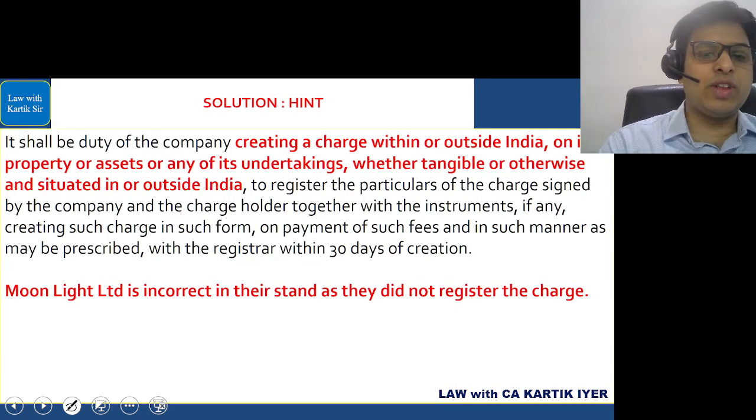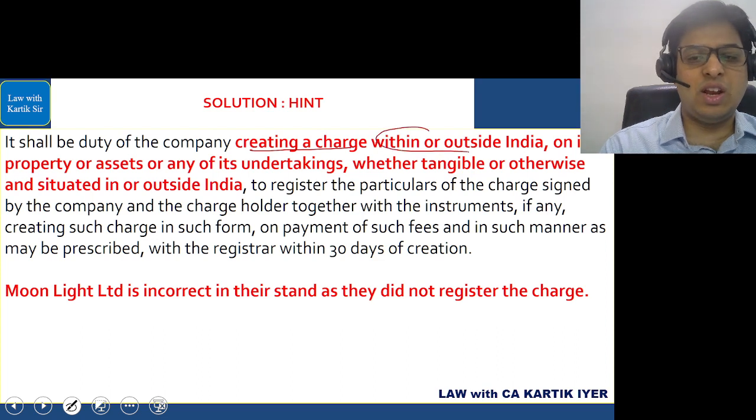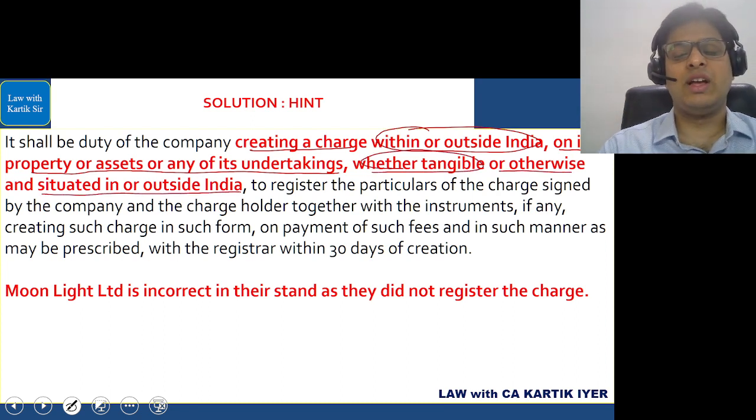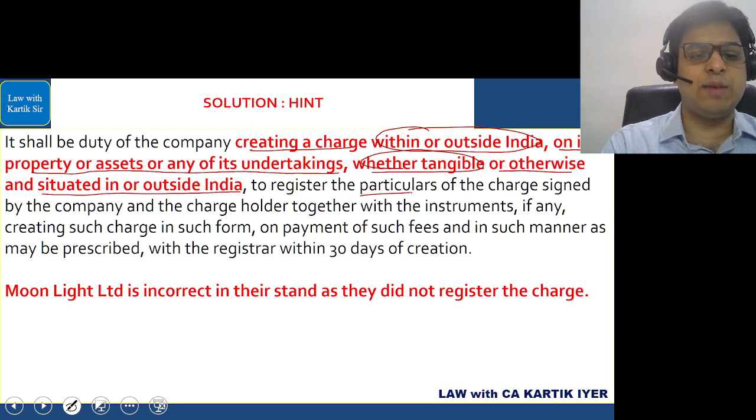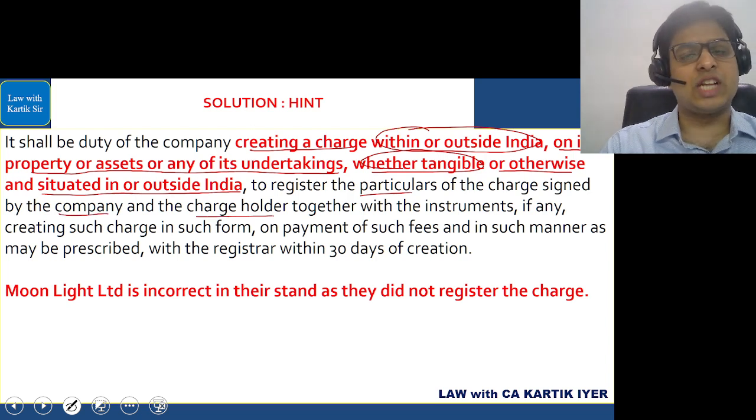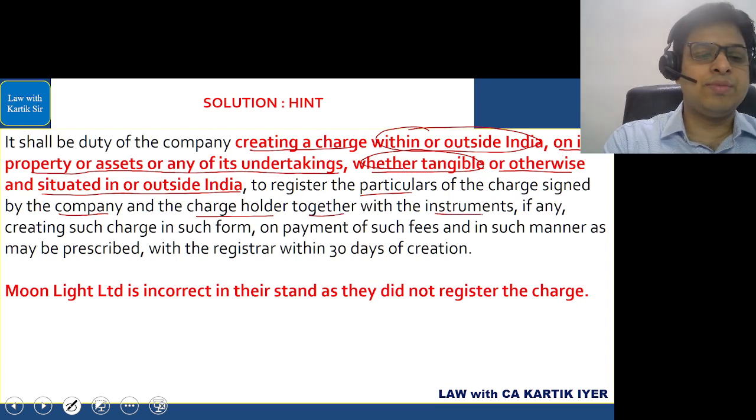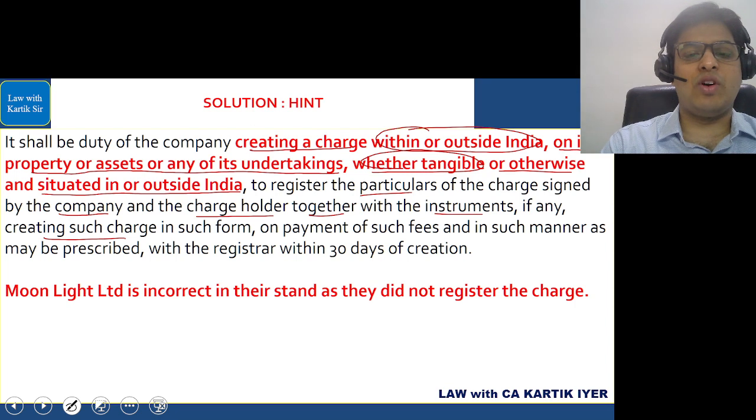It shall be the duty of the company creating a charge within or outside India on its property or asset or any of its undertaking, whether tangible or otherwise, and situated in or outside India, to register the particulars of the charge signed by the company and the charge holder. Charge holder means the person who is giving the loan and to whom we are giving the asset as security, together with the instruments, if any, creating such charge in the form, on payment of such fees and in such manner as may be prescribed, with the registrar within how many days? Within 30 days of creation.